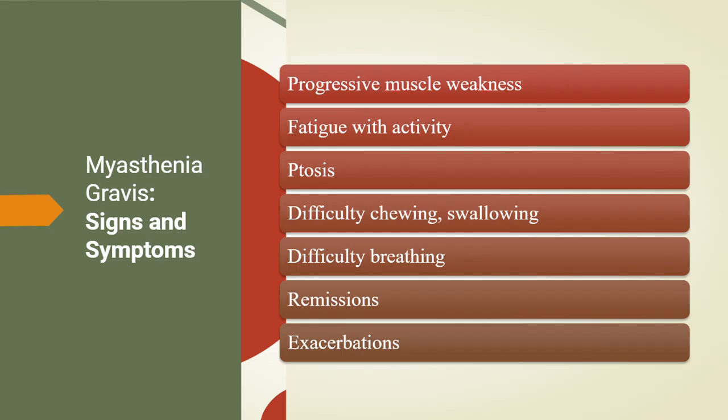Exacerbations can be triggered by infections, stress, menstruation, extreme temperatures, illness, pregnancy, electrolyte imbalances, or by medications that interfere with neuromuscular transmission. Understanding these triggers allows nurses to teach patients preventive strategies and identify early signs of worsening weakness. Recognizing these symptoms promptly is critical for maintaining patient safety and preventing complications.